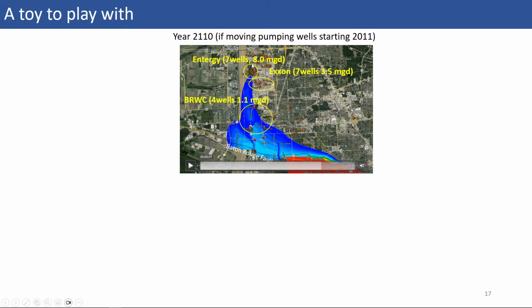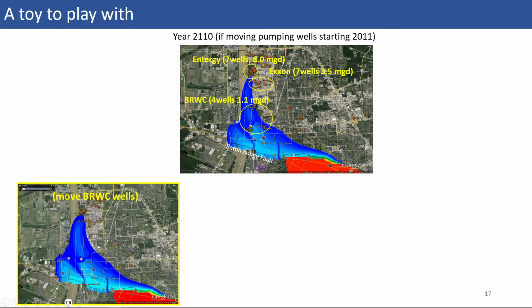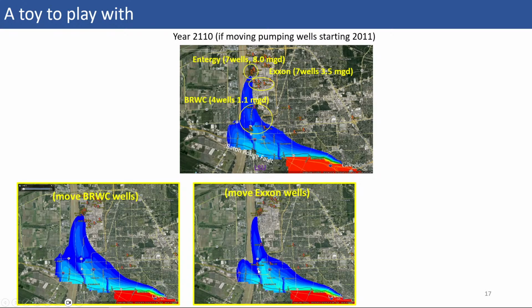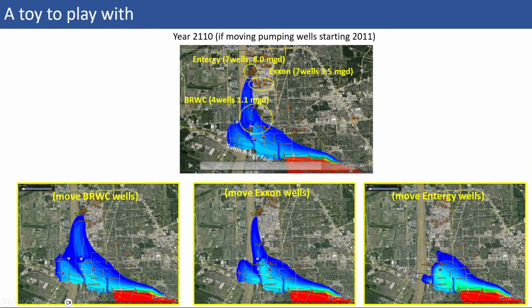So if you want to design this, one way you can relocate this pumping station. If we relocated the Baton Rouge Water Company pumping station, it's not going to affect anything, because this is the guy who's attracting the plume. If we relocated the ExxonMobil pumping station, it's not going to affect anything. So this is a simulation where we are relocating this guy. But if this guy moves their pumping well, that will mitigate the problem to a certain extent.